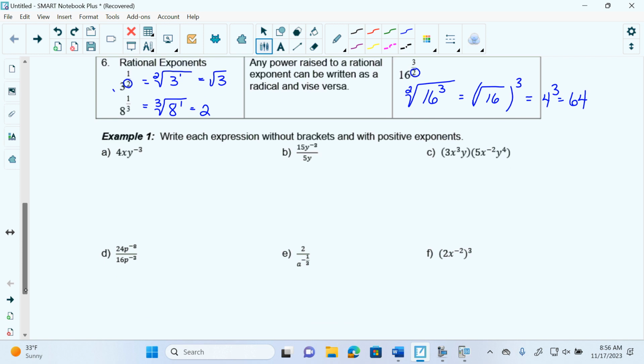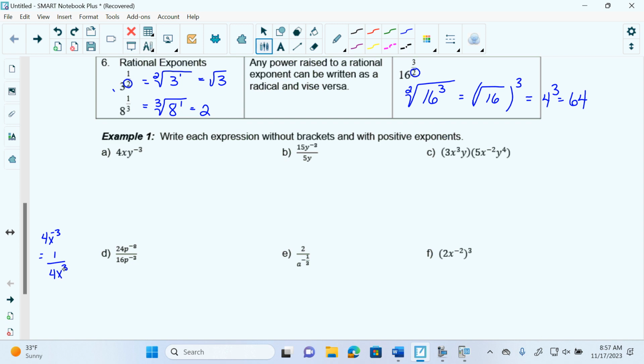So I want you to, we're going to look at these ones. So I have 4xy to the negative 3. We want to do the math and then write them with positive exponents. So there's no math I can do here. But this is to help you, because people in grade 10 mess this up all the time. If I have, for example, 4x to the negative 3, they'll tell me that's 1 over 4x to the 3.